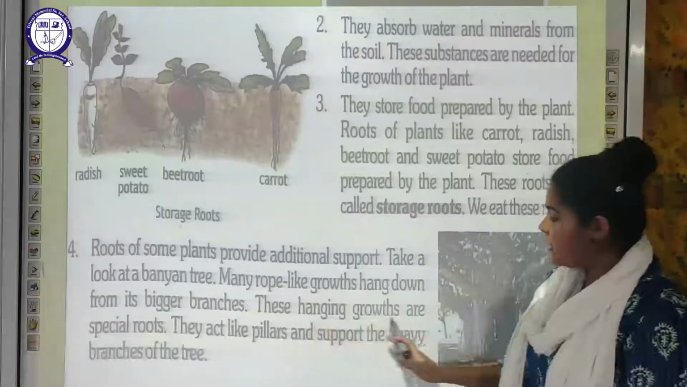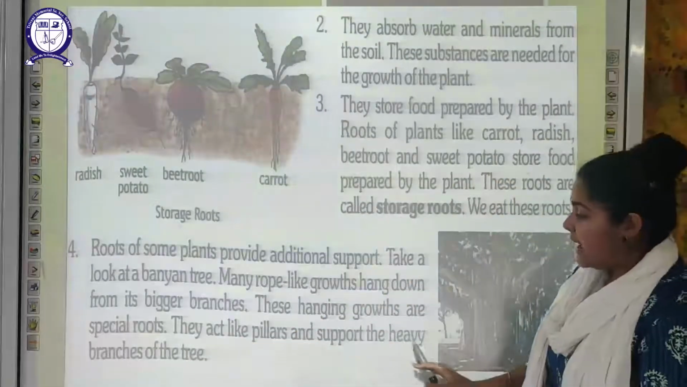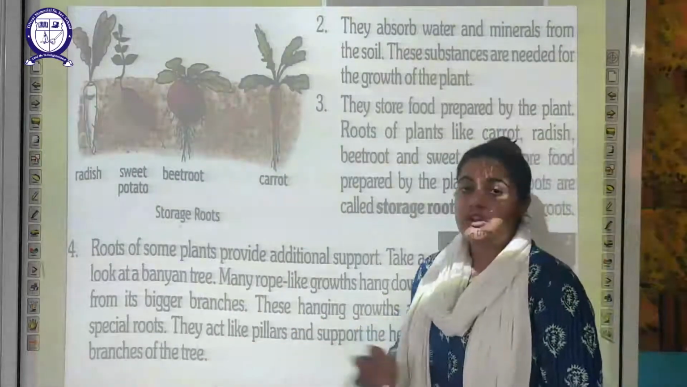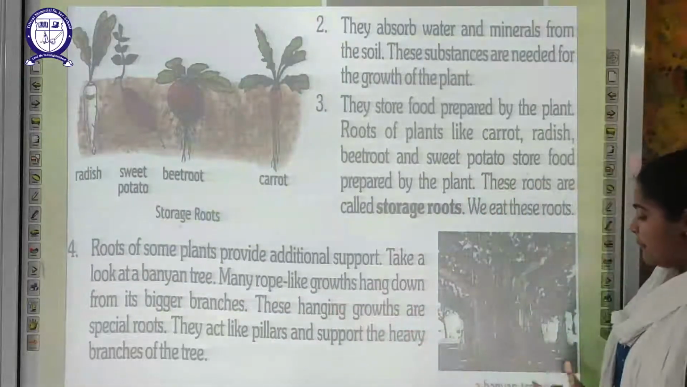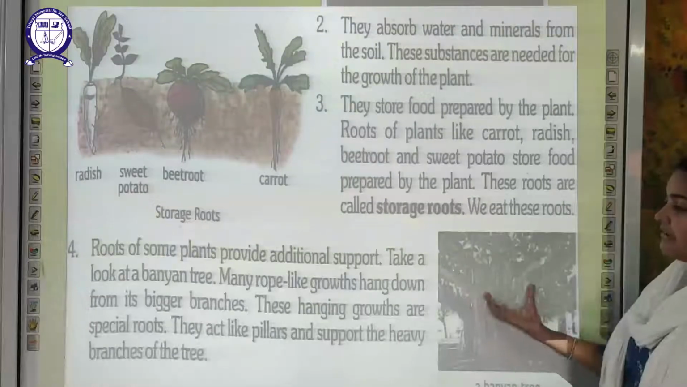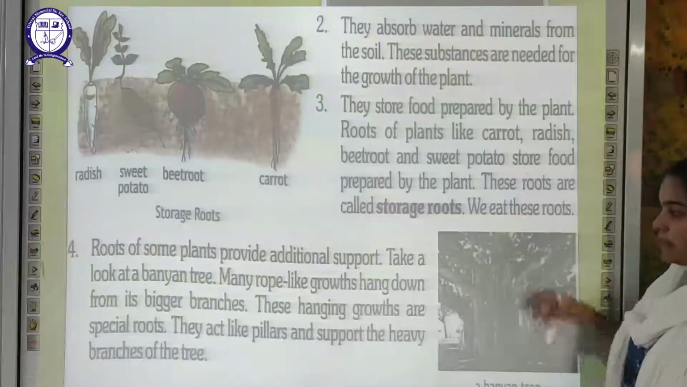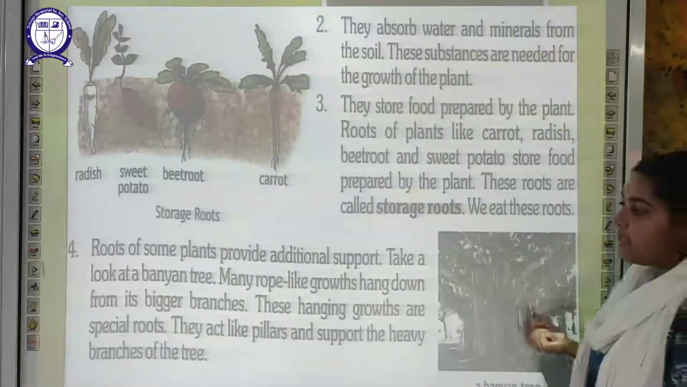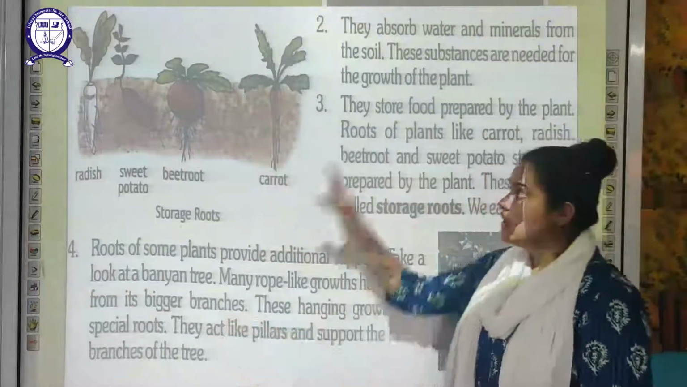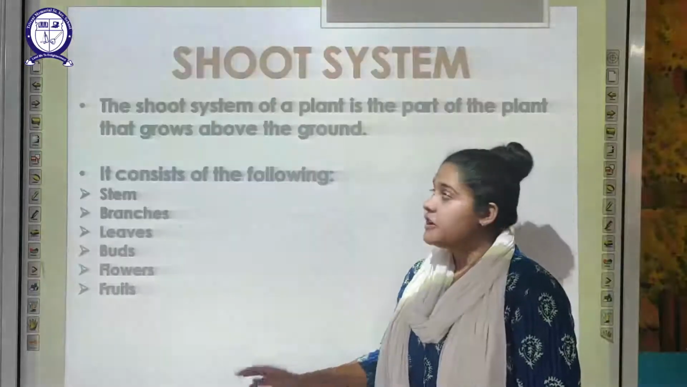These hanging growths are special roots, and they act like pillars and support the heavy branches of the tree. So these act as additional support. This provides support to the banyan tree. The heavy branches are supported as the roots grow like ropes in the downward direction, hanging down from these big branches. So these are the various important functions of the root. You must remember the functions.